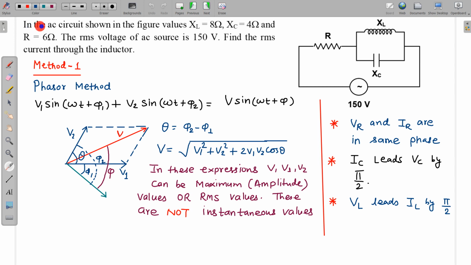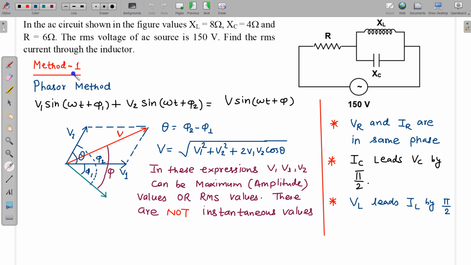In this question, in the AC circuit in the figure, the reactance of the inductor XL is equal to 8 ohm, the reactance of the capacitor XC is equal to 4 ohm, and the resistance is equal to 6 ohm. The RMS voltage of the AC source is 150 volt. Find the RMS current through the inductor.